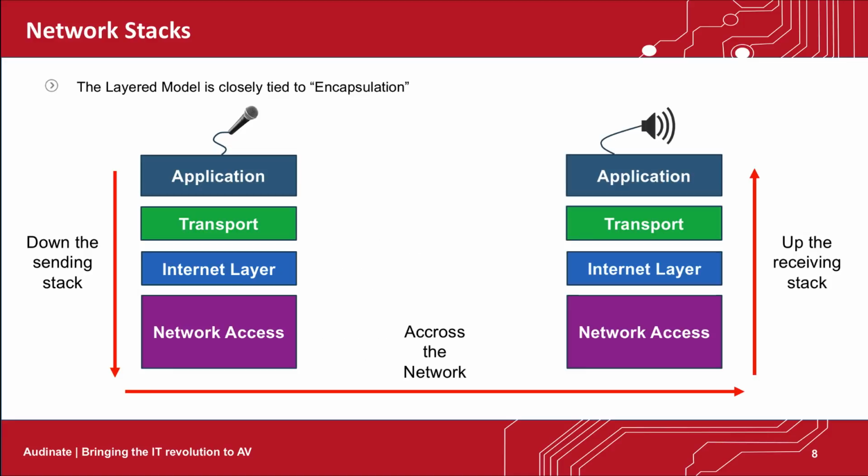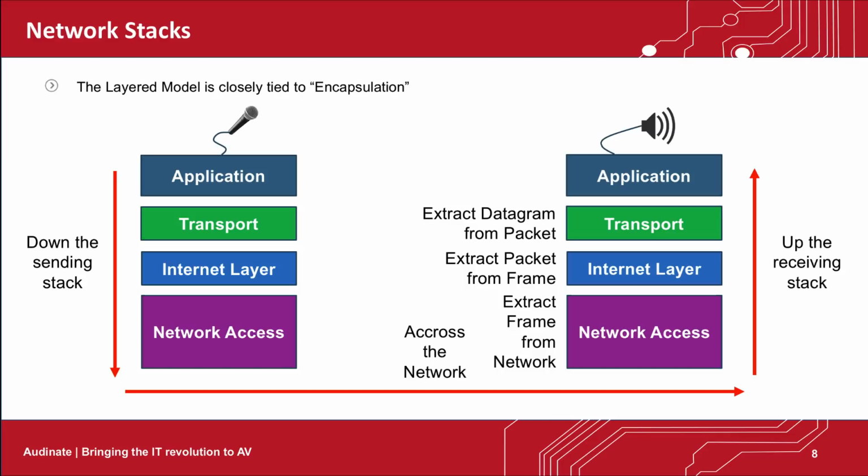We then send it across the network to the receiving end, where at the network access layer, we extract the frame from the network. Then the packet is extracted from the frame, following which the datagram is extracted from the packet. Then finally, the data is extracted from the datagram at the application layer, where our loudspeaker is.